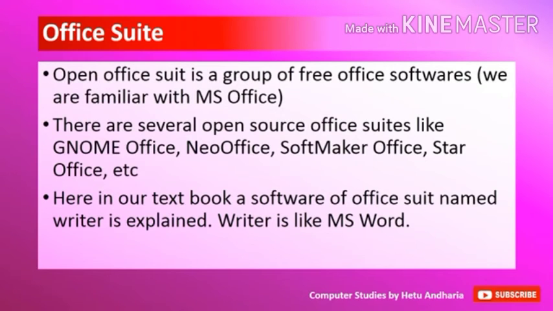Okay. Now here the 9th standard textbook is prepared using another operating system, that is Ubuntu Linux. And in Ubuntu Linux it is not possible to install Microsoft Office. So then which thing could be installed there? Then there the thing which could be installed is known as Office Suite. So Office Suite is a collection of different free office softwares.